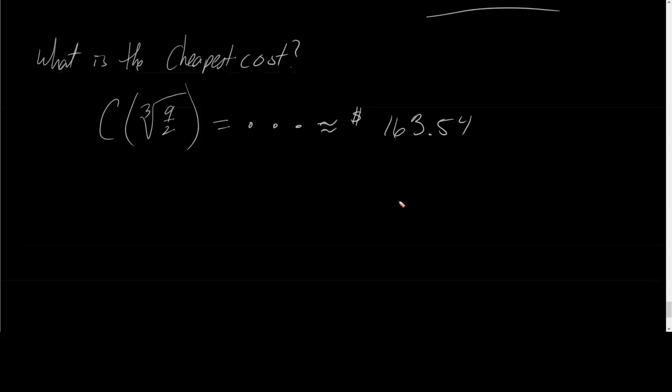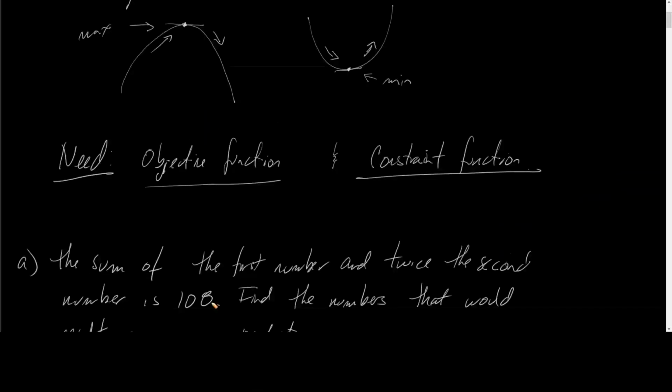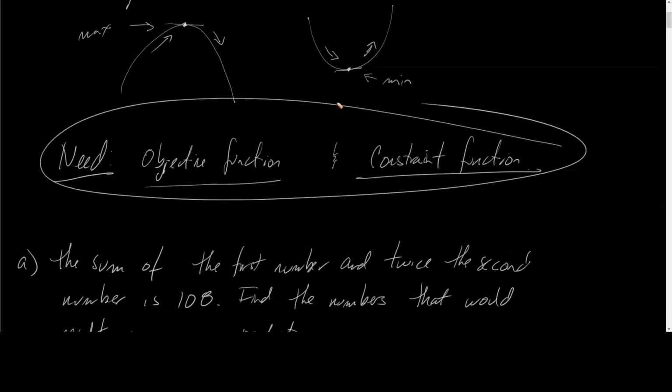All right. So that is the end of this section 4.7, optimization. But again, it essentially comes down to what I said at the very beginning, which is that we need an objective function and a constraint. The objective is, what are we trying to maximize? What are we trying to minimize? The constraint is, what are we restricted by?